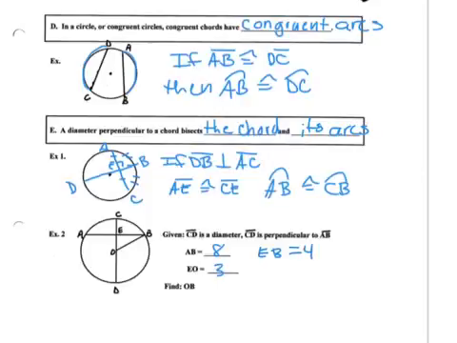And then, since we have a right triangle like we've been doing all year, if I have two legs of a right triangle and I want to find the hypotenuse, we're going to use the Pythagorean theorem. So 3 squared plus 4 squared is equal to c squared, and you're going to end up with a length of 5. So OB is 5. So we can combine a lot of things here, what we know now about chords and diameters, along with right triangle information.